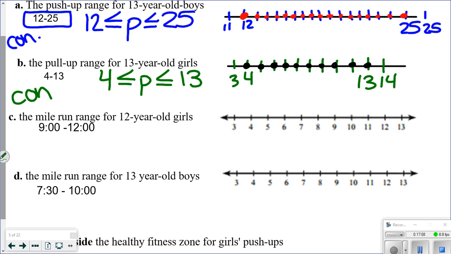So our mile time for 12-year-old girls. The mile time. They could be from 9 minutes all the way up to 12 minutes and everything in between. So our lowest possibility is 9 minutes. Our highest possibility is 12 minutes. I'm going to use an M for mile. You could use an R for run. So our mile time has to be greater than or equal to 9, but less than or equal to 12. Hopefully you're starting to recognize a pattern between all of these.